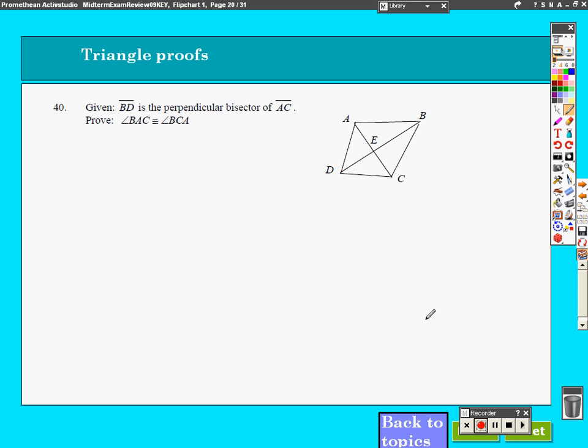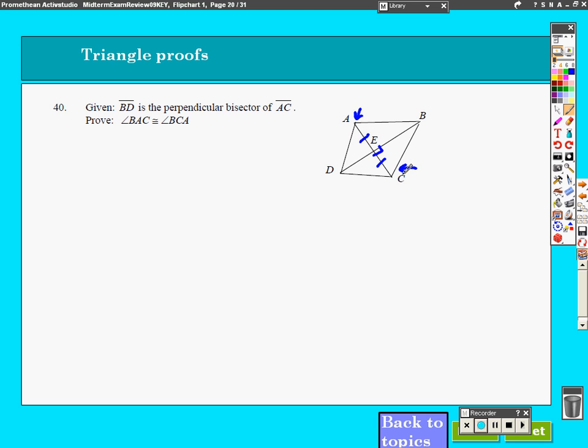All right, in this problem, it's another proof. We're told that BD is the perpendicular bisector of AC. Perpendicular bisector means it cuts it in half, it bisects it, and it meets it at a 90-degree angle. And we are asked to show that angle BAC, this angle, is congruent to angle BCA, this angle over here.